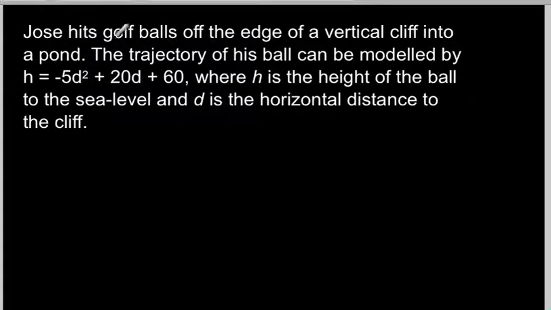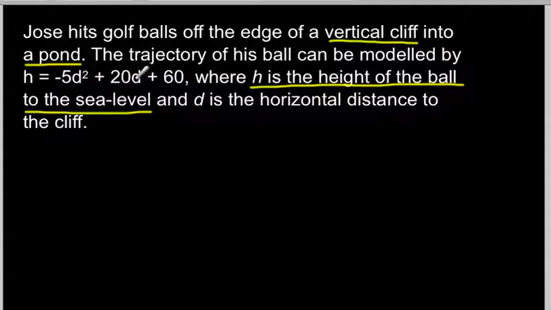Jose hits golf balls off the edge of a vertical cliff into a pond. The trajectory of his ball can be modeled by h equals negative 5d squared plus 20d plus 60. We know right away that this is going to be a parabola because we can see the second degree, d squared, where h is the height of the ball to the sea level, in other words to the pond, and d is the horizontal distance to the cliff.